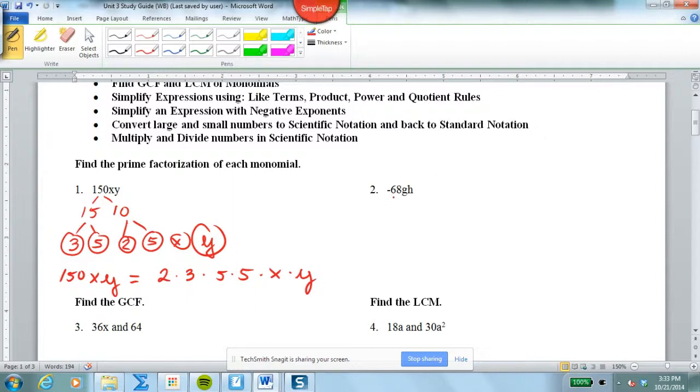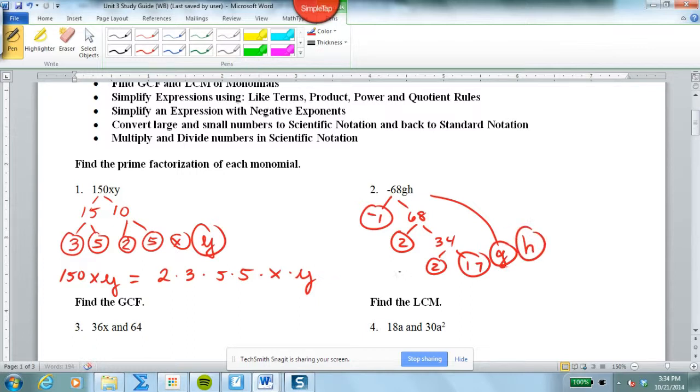The next one, negative 68gh. Negative 68gh, the first factor is negative 1. We're going to say a negative 1 is prime for our prime factorization set. 68 is 2 times 34. Hopefully I won't make any silly mistakes here. 34 is 2 times 17. And once again, don't forget to bring down your variables g and h.